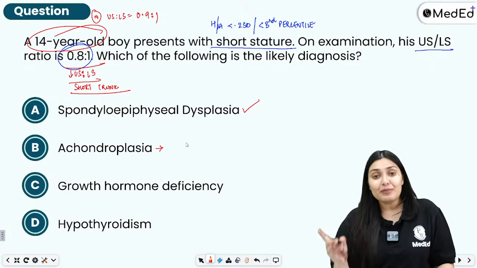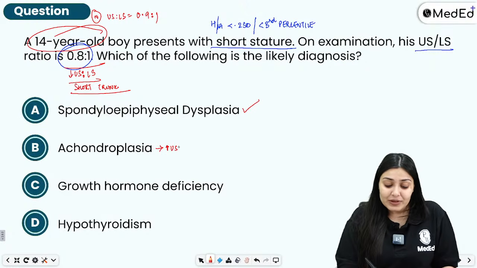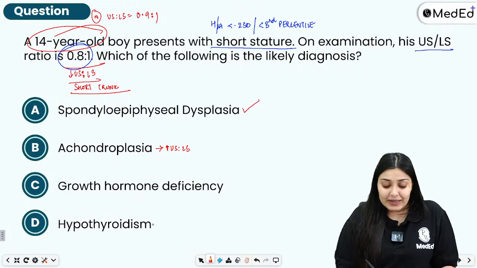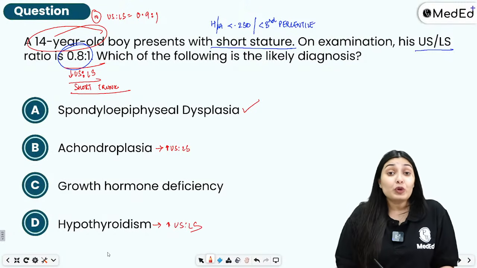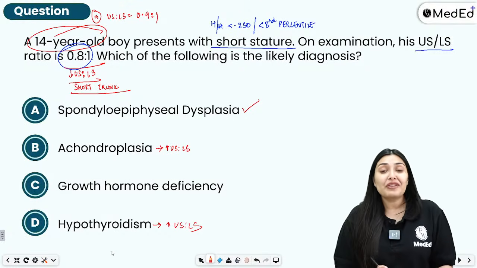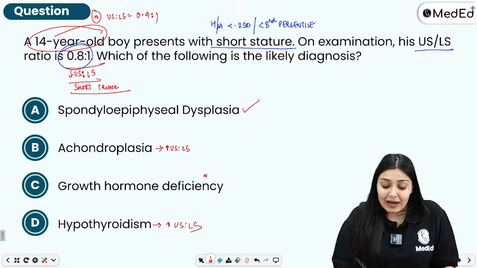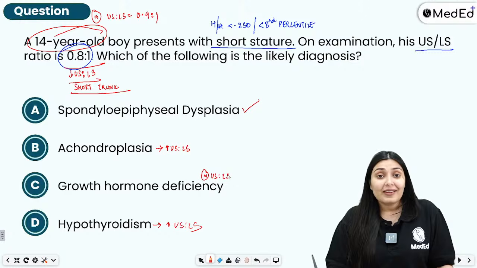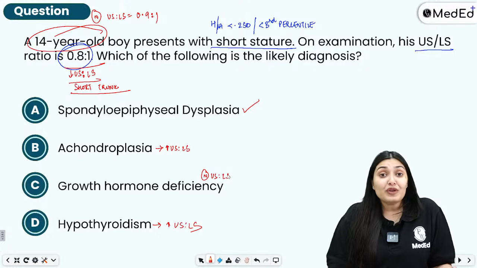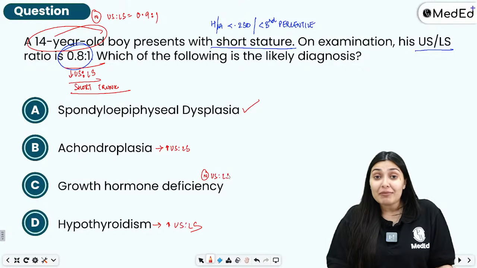Achondroplasia is short limb dwarfism. Here the upper segment lower segment ratio would be increased. Same is for hypothyroidism. And what about growth hormone deficiency? Growth hormone deficiency causes a proportionate short stature. So here I will have a normal upper segment lower segment ratio. So this is about how we utilize the upper segment lower segment ratio in the evaluation of short stature.